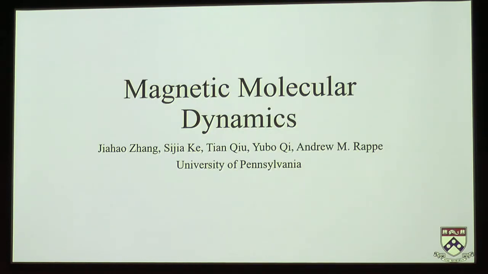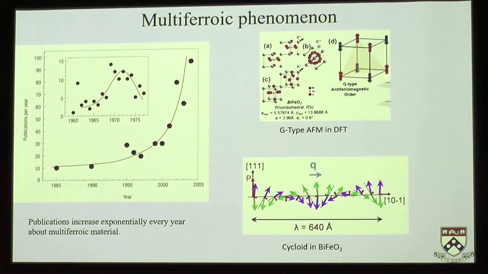Okay, the next thing I'm going to talk about today is the magnetic molecular dynamics simulation. Multiferroic phenomena have been extremely interesting recently, and the publications have increased exponentially every year. The material we're interested in today is bismuth ferrite. The ground state of bismuth ferrite in DFT is the G-type AFM, which means that in any direction, X, Y, Z, each spin has the opposite direction.